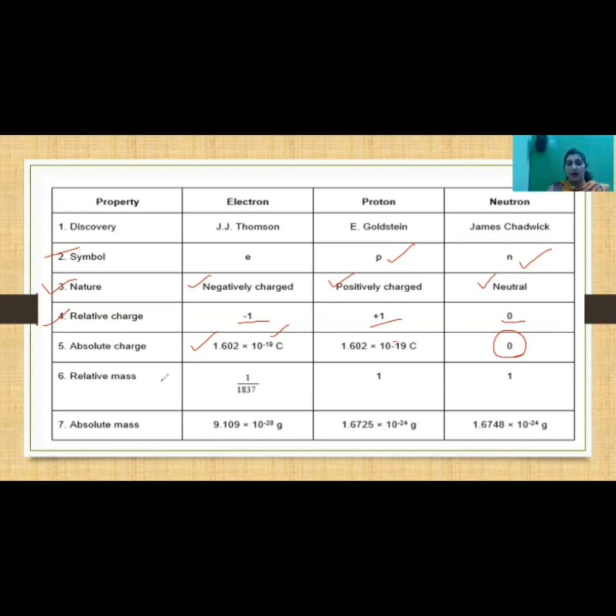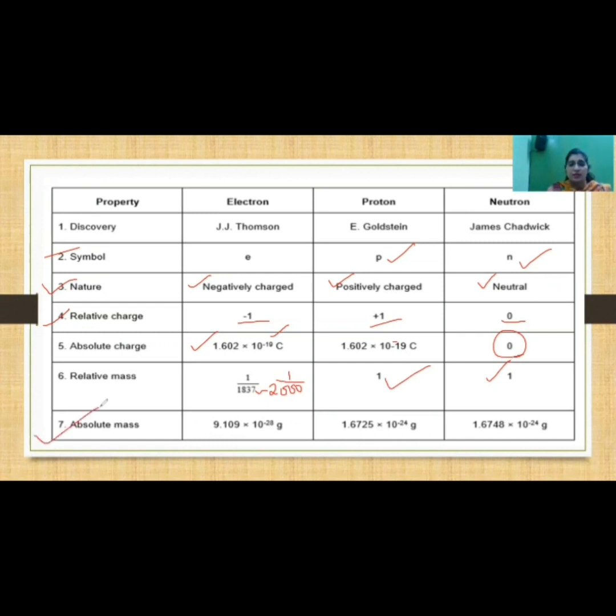The relative mass of an electron is approximately 1/1837, which is approximately equal to 1/2000. That means the electron's mass is about 1/2000 as compared to the proton. For the neutron and proton, the relative mass is 1 unit.